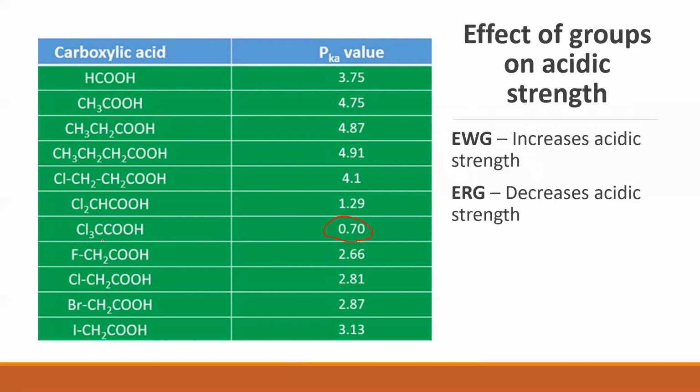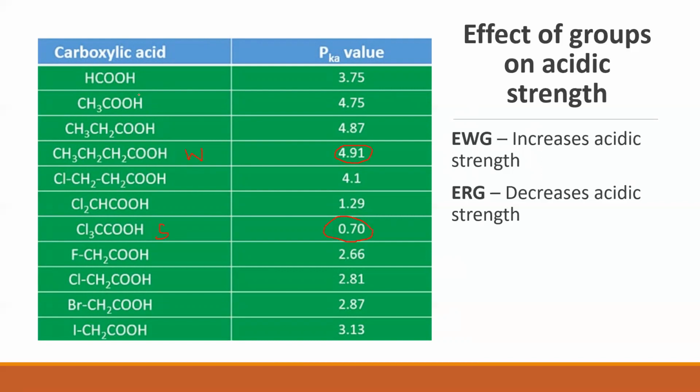And this is for what? Trichloroacetic acid. So I have 3 chlorine atoms attached to acetic acid. Trichloroacetic acid is the strongest acid among this lot. And can we see which would be the weakest here? What would be the number? Yeah, this is the weakest acid: CH3, CH2, CH2, COOH, butanoic acid. So in this list, the strongest is trichloroacetic acid and the weakest is butanoic acid.